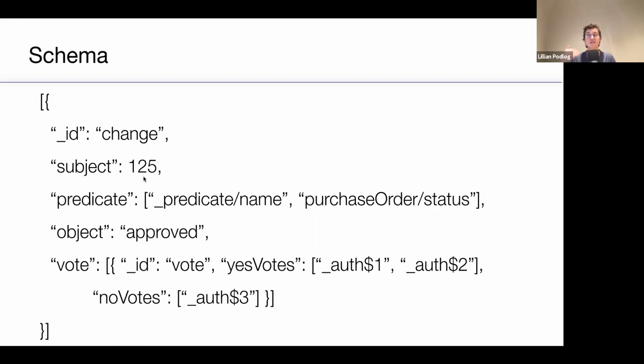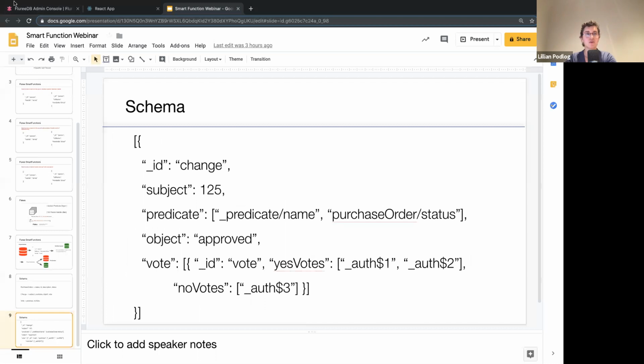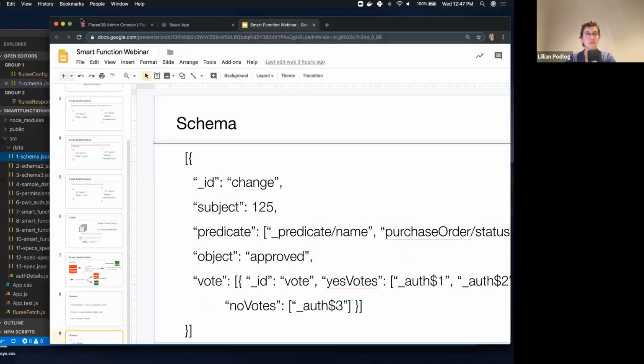So to make this a little bit more concrete, let's say that for purchase order number 125, I want to change that purchase order's status to approved. In order for that to happen, there will need to be a change subject that is referencing that purchase order, that subject ID and that predicate and that object. And there's also going to be a reference to a vote that meets the threshold that we have described. And so this is where we want to get to a place where you can't submit a purchase order without having a vote, and an ability later on to change the vote requirements for that.